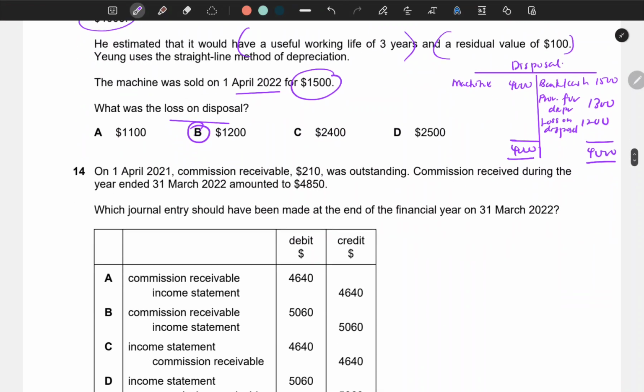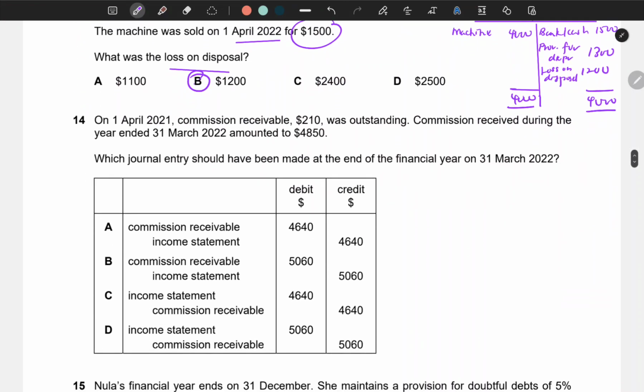Okay, next one, 14. On 1st April 2021, commission receivable 210 was outstanding. Commission received during the year ended 31st March 2022 amounted to 4,850. Which journal entry should have been made at the end of the financial year 31st March 2022?